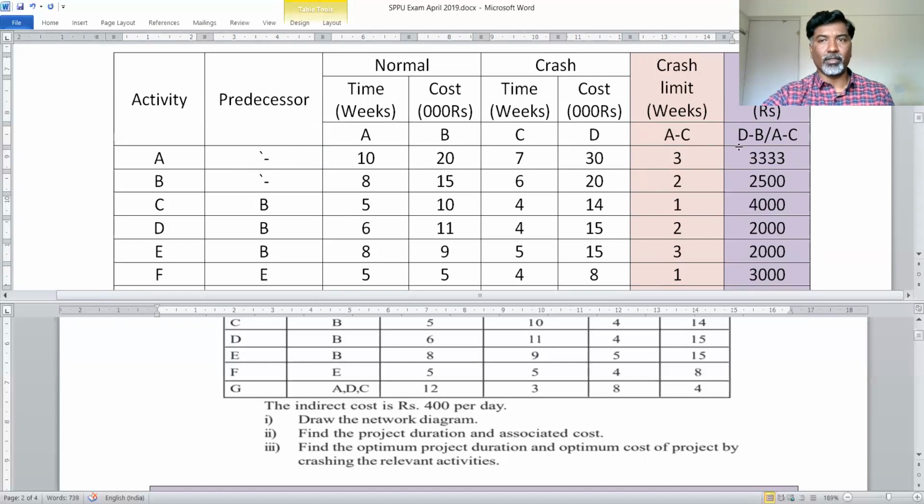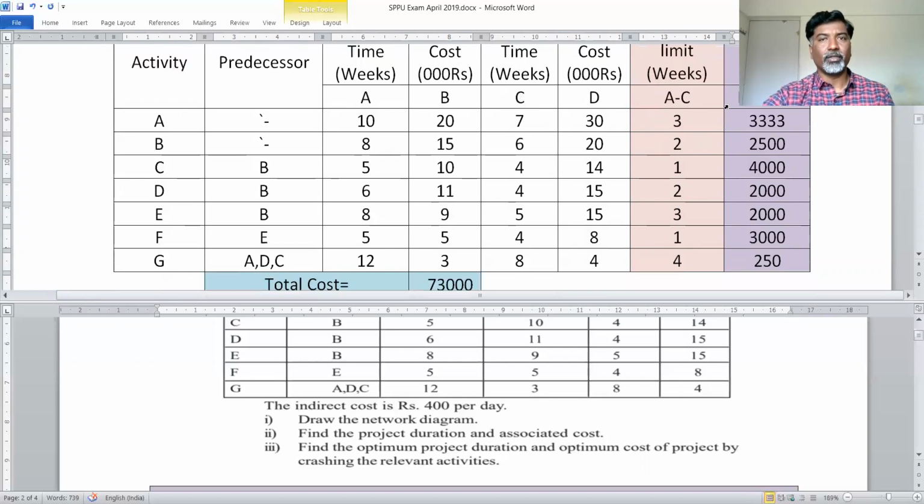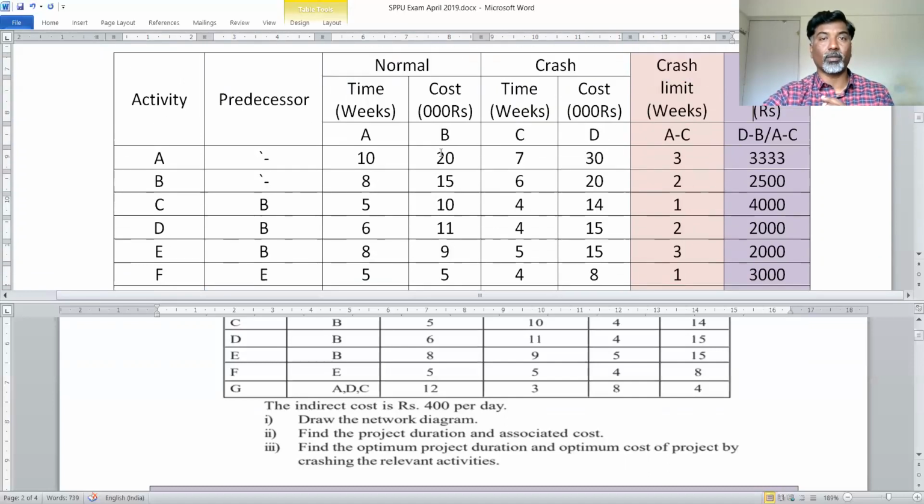After calculating crash slope values for all activities A, B, C, D that are given in the example, you will get all crash slope values. So the first thing you have to identify is the crash limit, then the crash slope. Once crash limit and crash slope are identified, you have to identify the maximum normal cost required for your project.